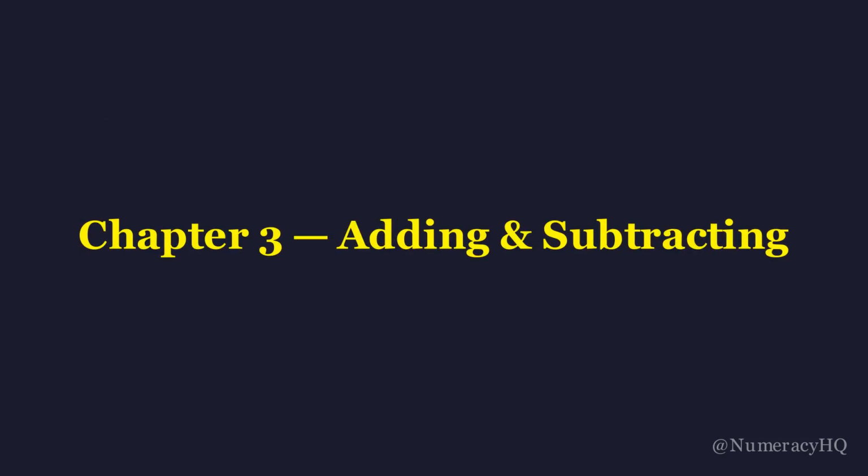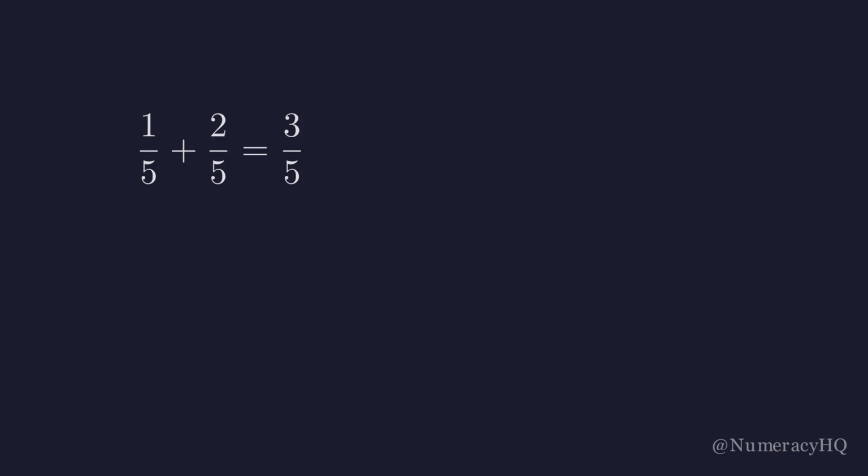Chapter 3. Adding and subtracting fractions. Adding fractions with the same denominator is the easy case. 1/5 plus 2/5. The denominator stays the same. You're just combining parts of the same sized whole. 1 plus 2 is 3. Answer 3/5. Different denominators are trickier.